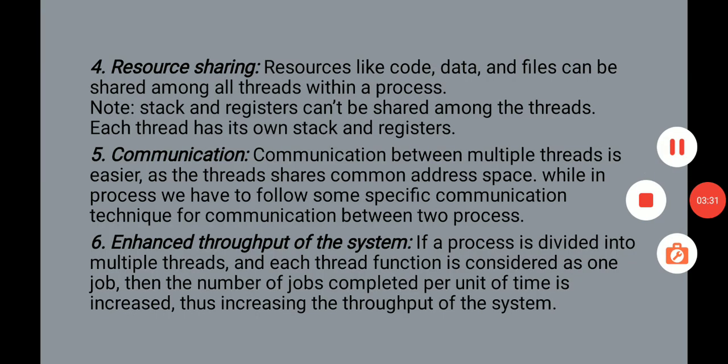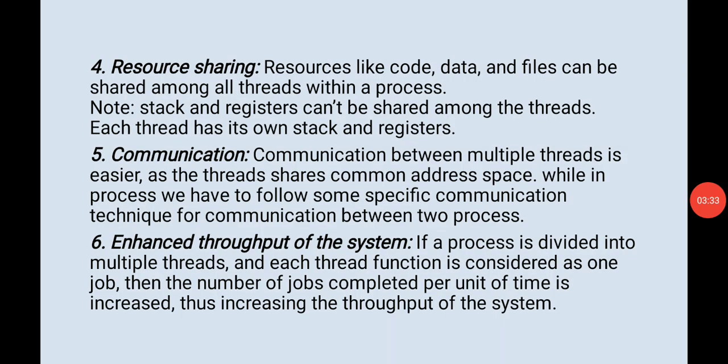Fourth is resource sharing. Resources like code, data, and files can be shared among all threads within a process. But stack and registers can't be shared among the threads. Why? Because different threads will be executing different tasks from other threads. The stack contains all the local variables, so it puts into its stack and then takes out from the stack, and registers do the same, so they will not be shared. The rest, their code section and data section, will be shared, and memory will also be shared.